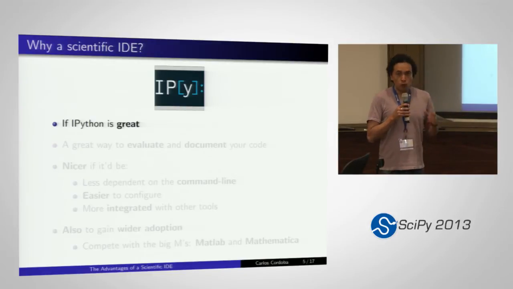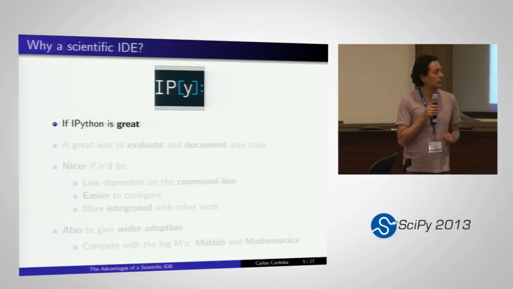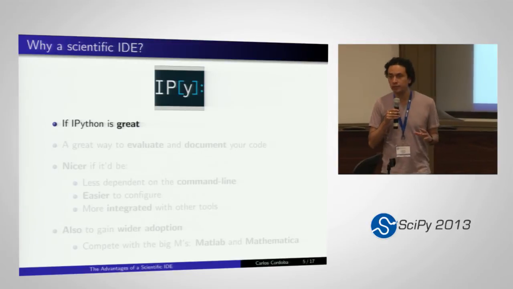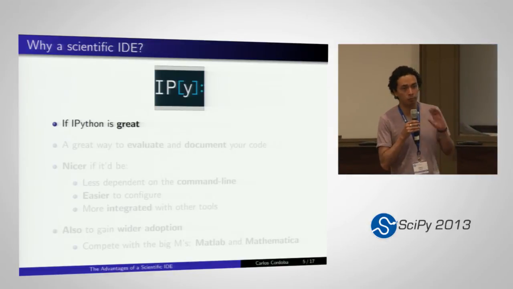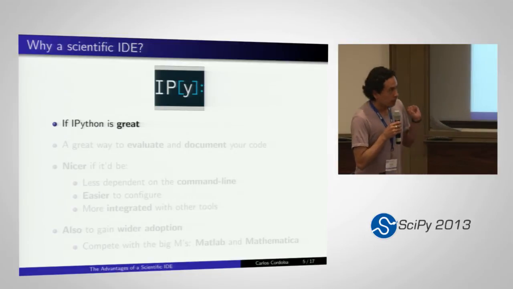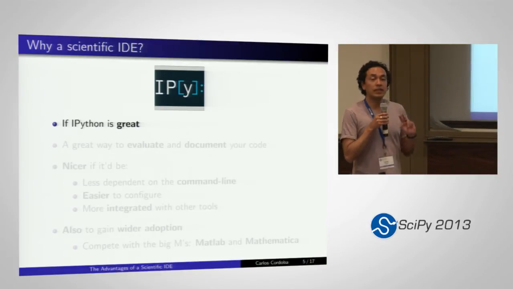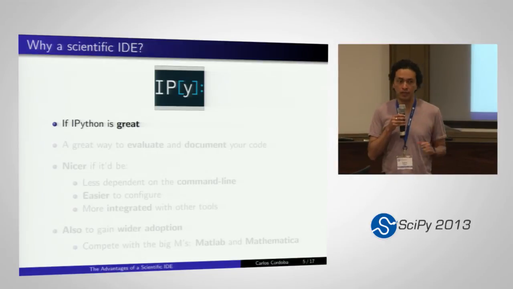So why do we need a scientific IDE? IDEs are probably one of the most hated programs by professional programmers, right? They want Emacs and a console, or Vim and a console, and that's enough for them. And that's one reason, and the other is that IPython is great. If we can run IPython, why do we need a scientific IDE?